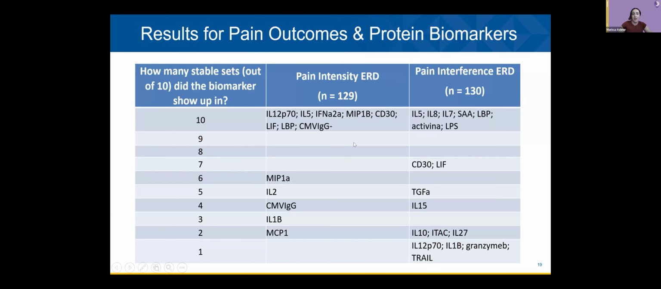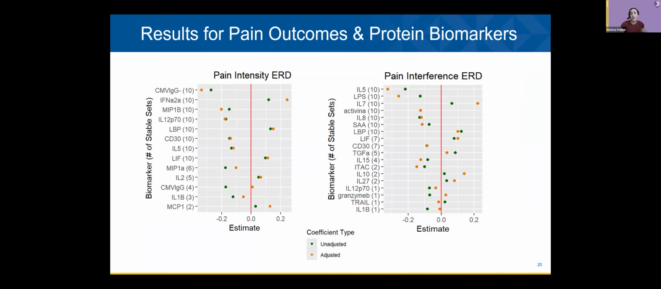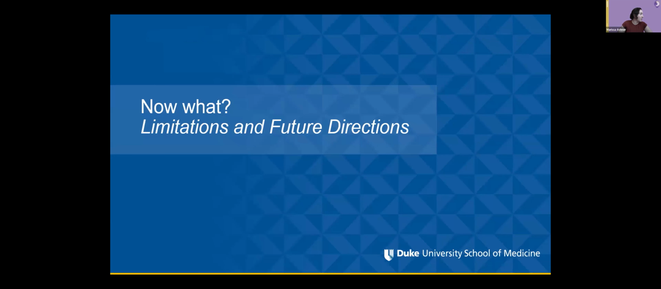Something that we took from these pain results is that IL-5 showed up very stably in both of them. That was further proof of a hypothesis that had already been generated in the pain literature, so that was very cool for us to see. We also created some forest plots to see what direction the association between those biomarkers and the ERDs went. But again, I know I'm short on time, so I won't go over these in much detail, but we were able to visualize them as well.